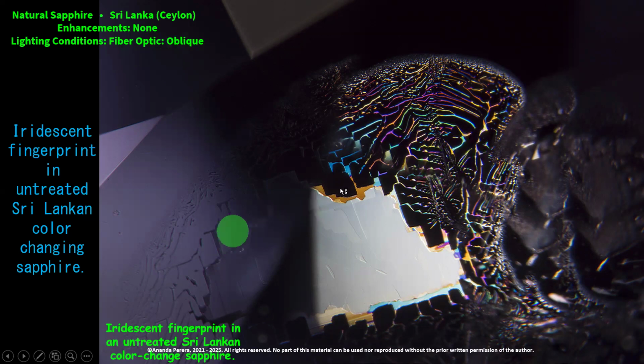The iridescent pattern is also a fingerprint. Iridescent fingerprint in untreated Sri Lanka color changing sapphire. This is a color changing sapphire inclusion. Watch these and remember it. Nothing happened to these fingerprints by heat or pressure.